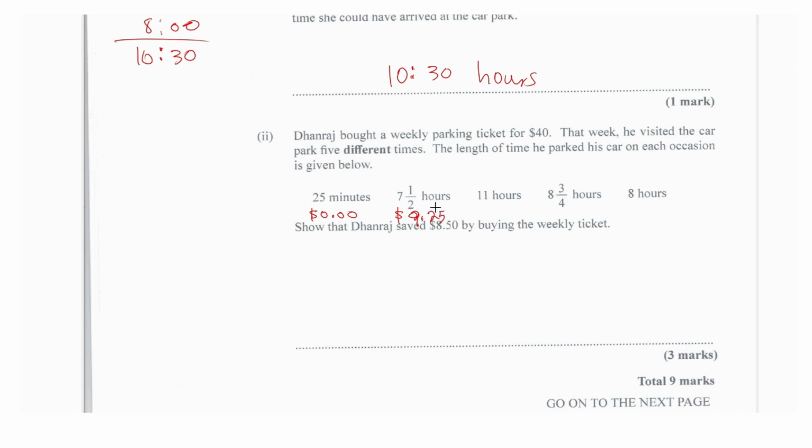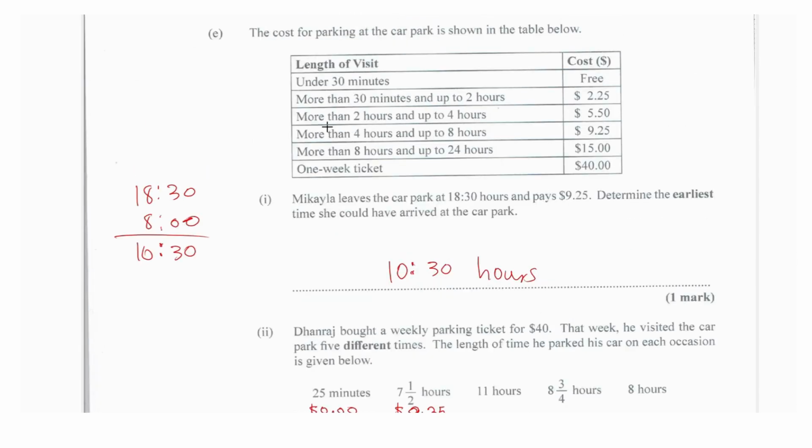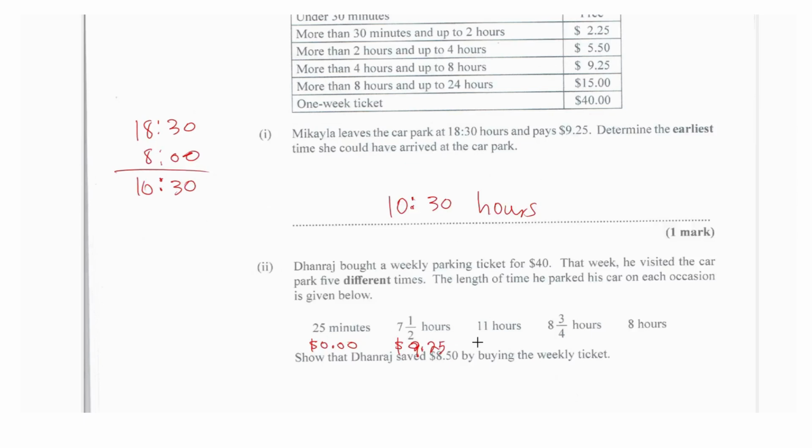And then 11 hours. Let's see. 11 hours. Danraj would pay $15. Wow. So let's put $15 here. 8 3/4 hours, so more than 8 hours, Danraj would still pay $15. It's a bit costly there, let's see. And 8 hours, Danraj would pay $9.25 there.